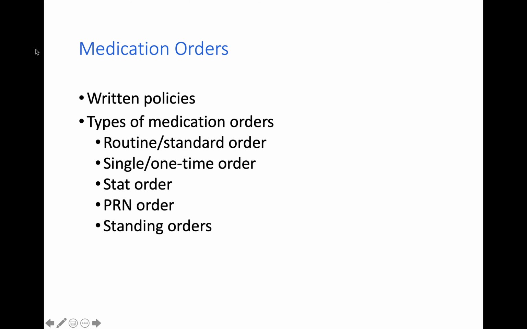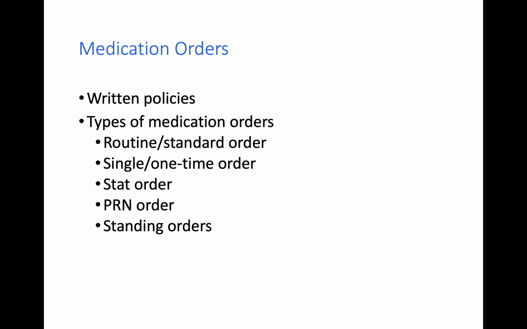In medication orders for written policies, the types of medication orders: a routine or standard order is something that may or may not have a termination date on it. Without a specific termination date, the order will be in effect until the primary care provider or the doctor discontinues it or the client's discharged. Obviously, if they're discharged, we're not going to need the medication for them anymore.